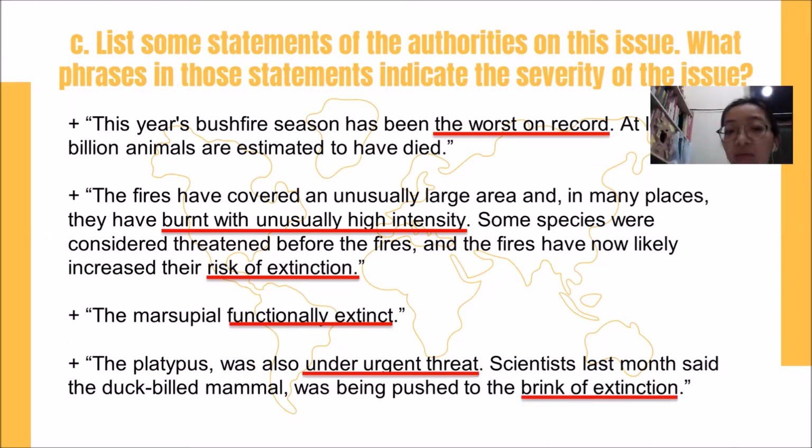You can see that all those animals are under urgent threat and they are pushed toward the brink of extinction. So these are phrases that can tell you, the readers, knowing more about how the situation in Australia is and how many species in that area now can be destroyed.